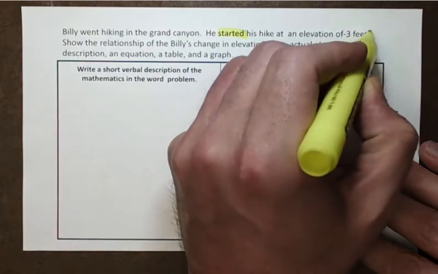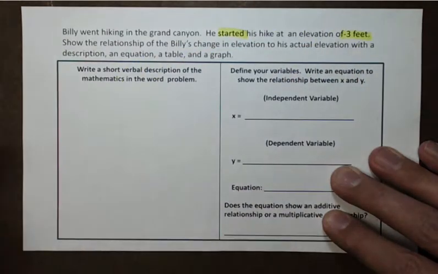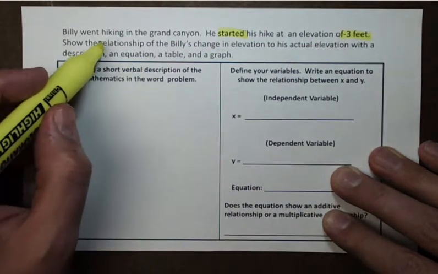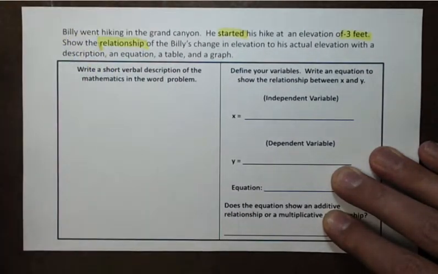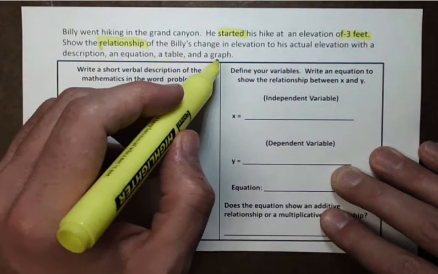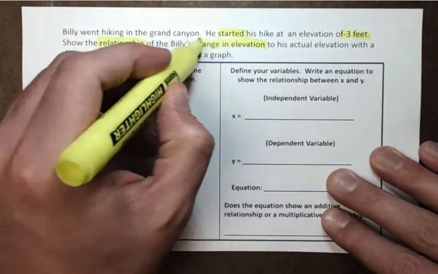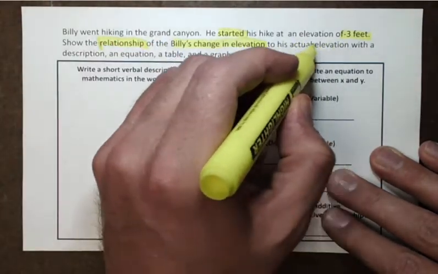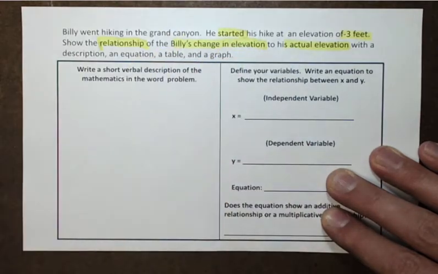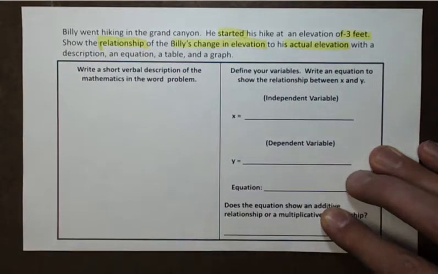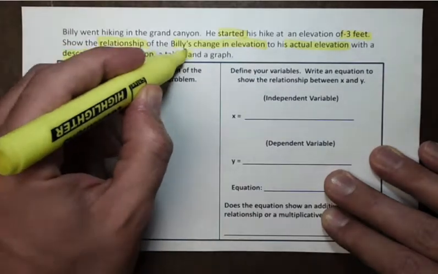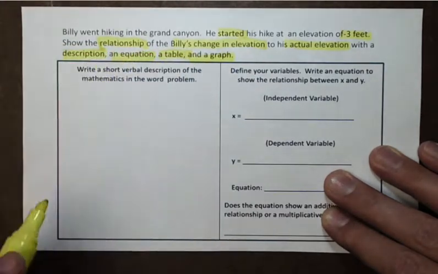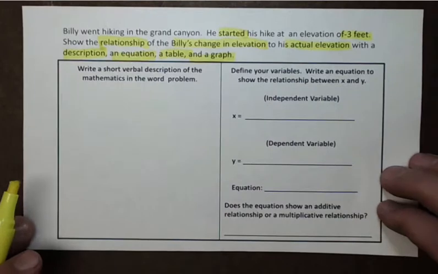at -3 feet. We also know that we want to show the relationship. That means we have two variables here: one is Billy's change in elevation, and the other is Billy's actual elevation. And we're going to do that with a description, an equation, a table, and a graph. All of these will be related, and you can work in any order that you want.